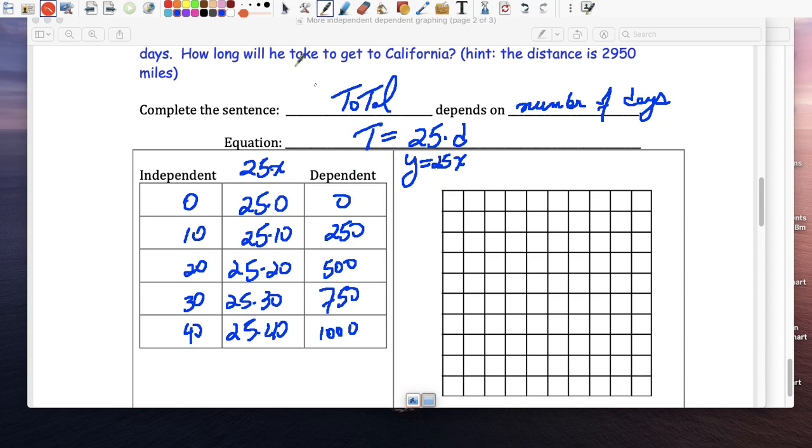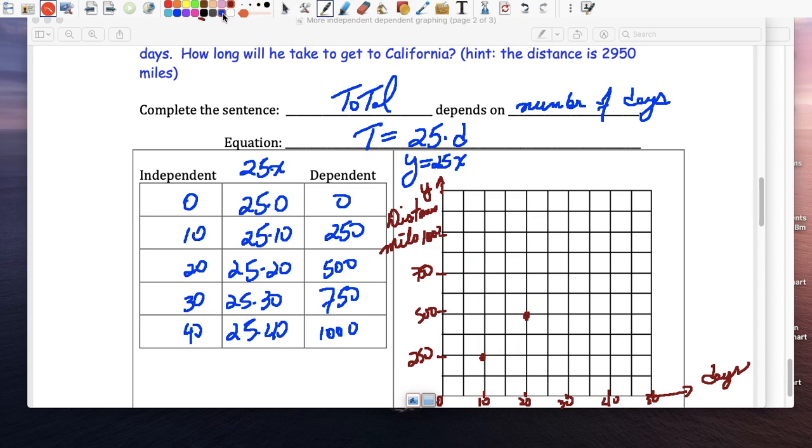All right, so let's graph this. My y is the distance in miles. This is the number of days he's been walking. We're going to do this by tens on the x-axis. Going up and down, we can go by 250. So 250, 500. So every 2 boxes is 1,000. So proportional. 10 days he walked 250, 500.